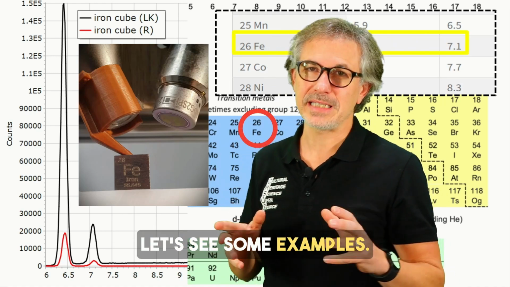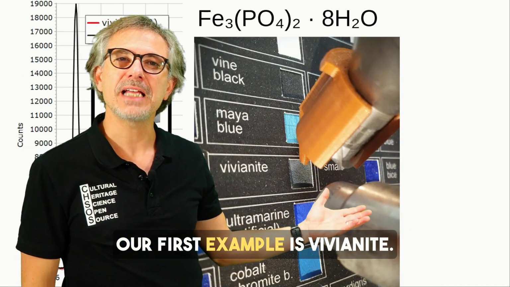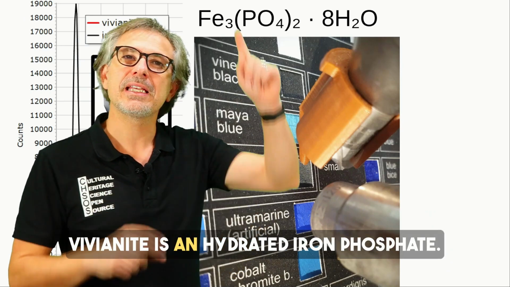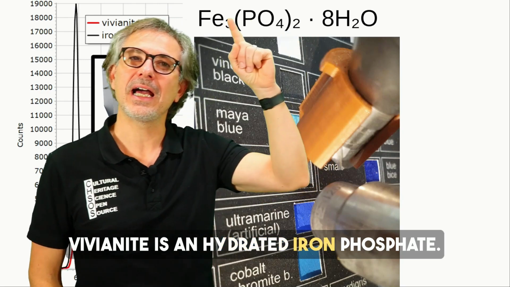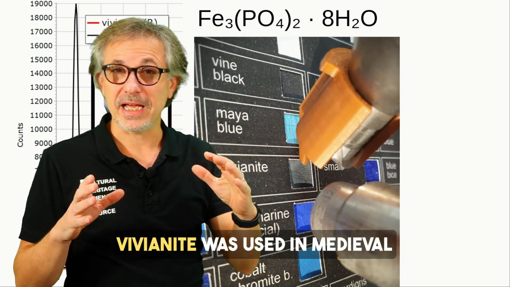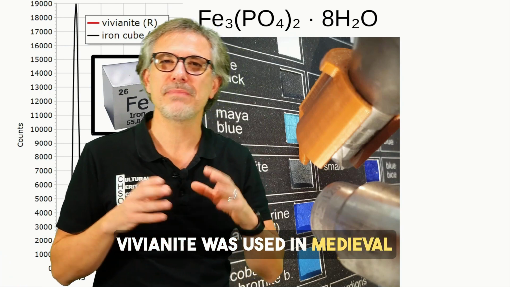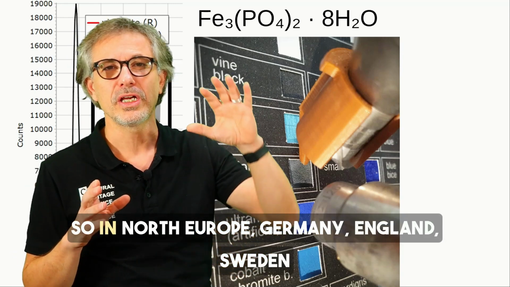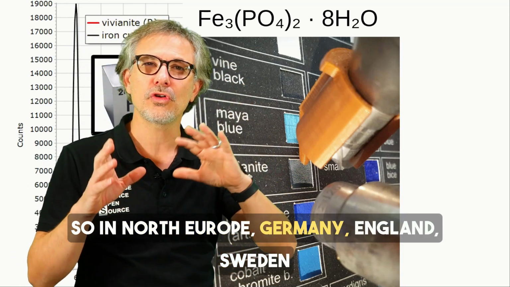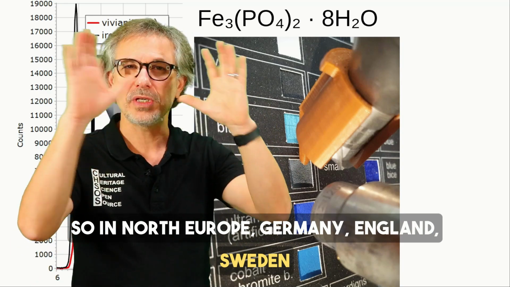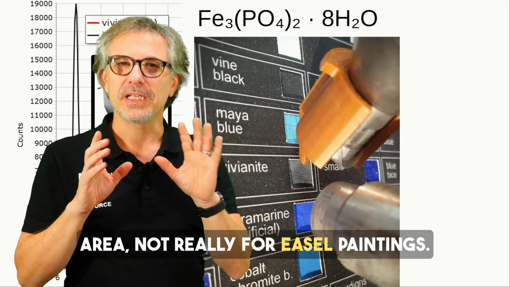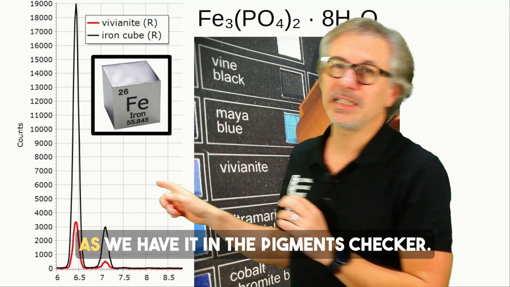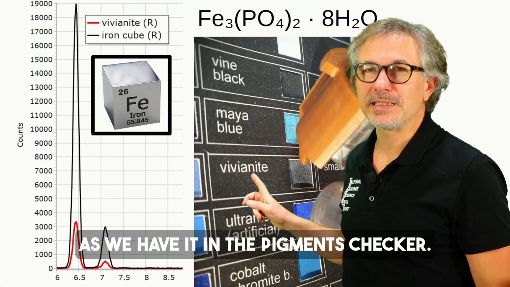Let's see some examples. Our first example is vivianite. Vivianite is a hydrated iron phosphate. Vivianite was used in medieval art for wall paintings mostly, in North Europe, so the German, England, Sweden area, not really for easel painting. Let's look at the spectrum of the vivianite as we have it in Pigments Checker.